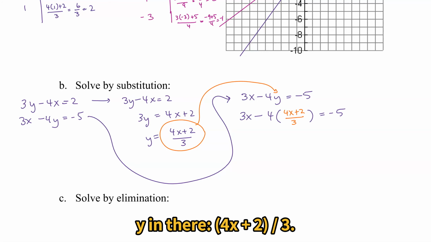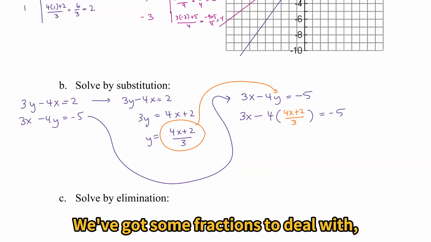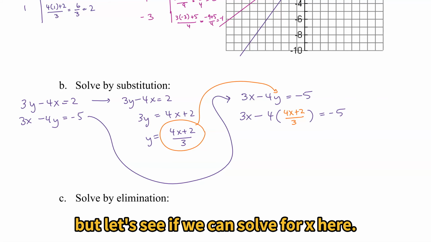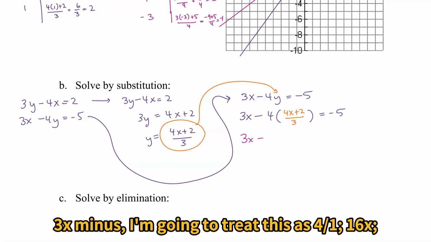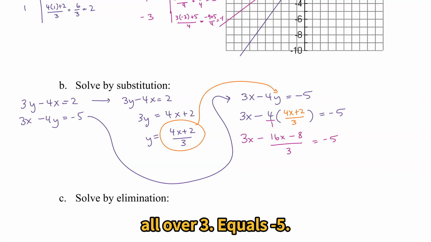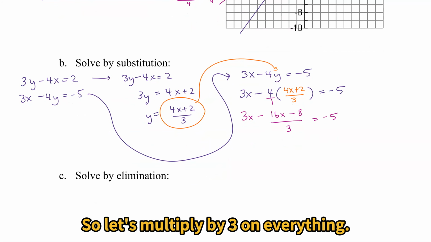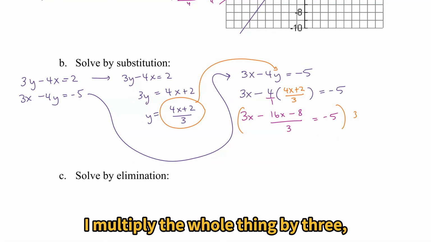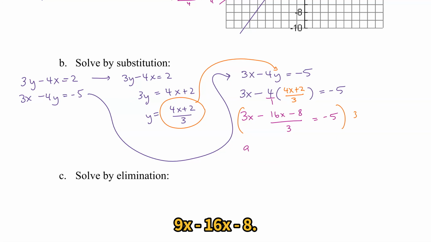We'll plug in our expression for y, and we've got some fractions to deal with, but let's see if we can solve for x here. 3x minus, I'm going to treat this as 4 over 1, 16x, negative 4 times 2 will give me negative 8, all over 3 equals negative 5. I don't like that denominator there, so let's multiply by 3 on everything. We'll multiply the whole thing by 3, get rid of that denominator.